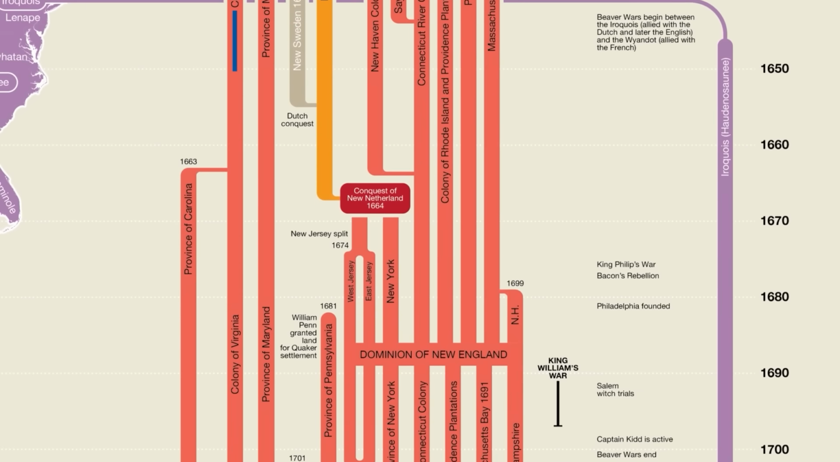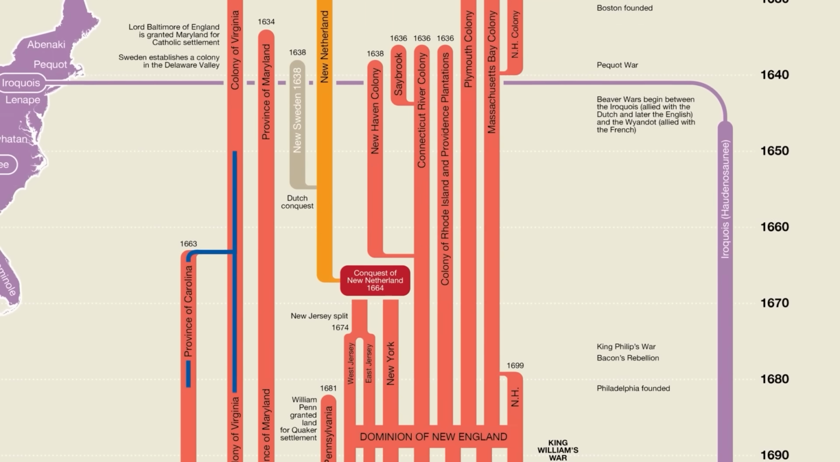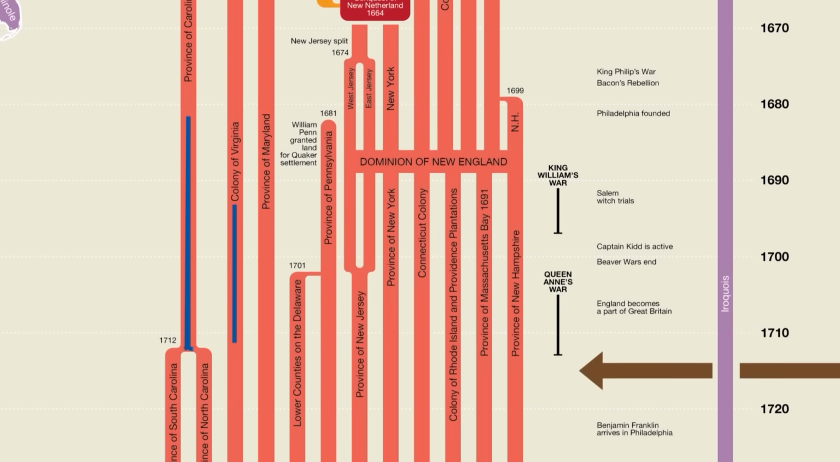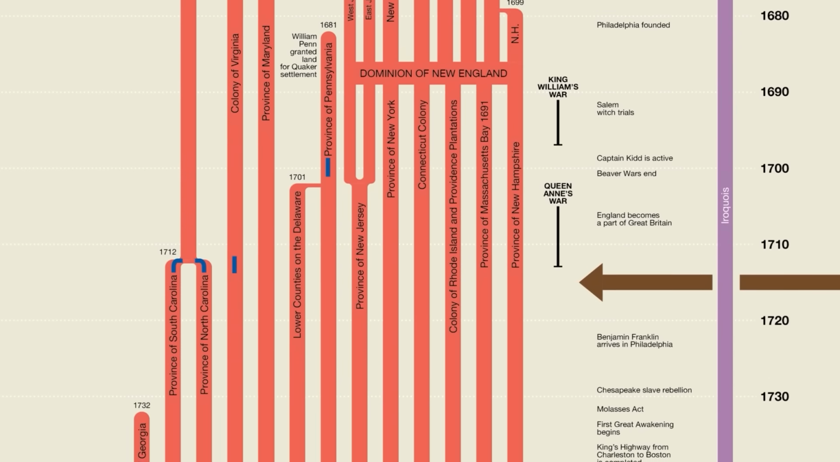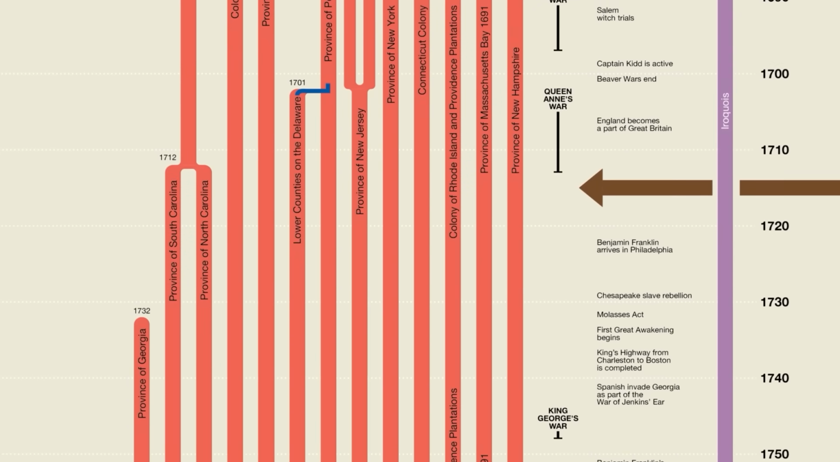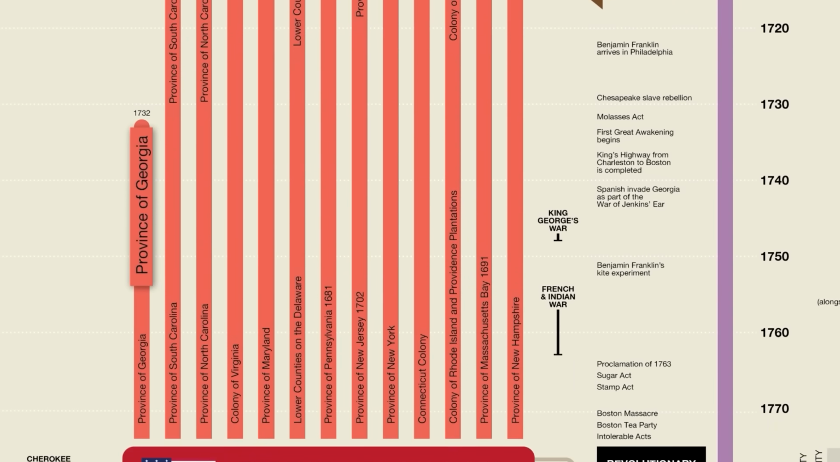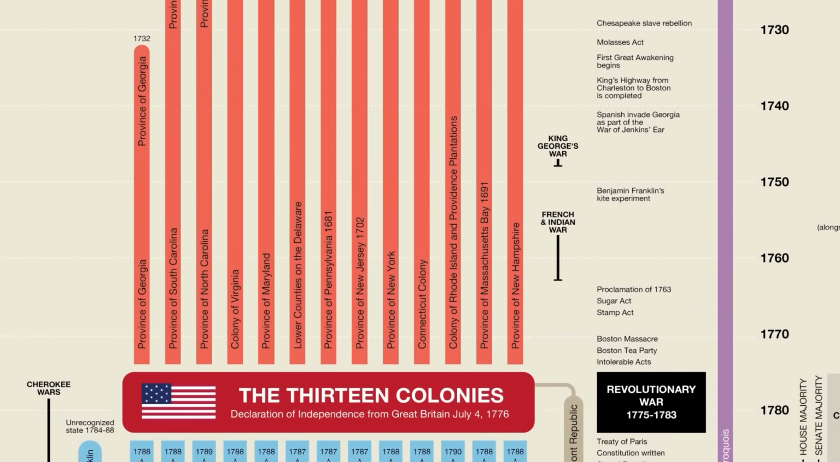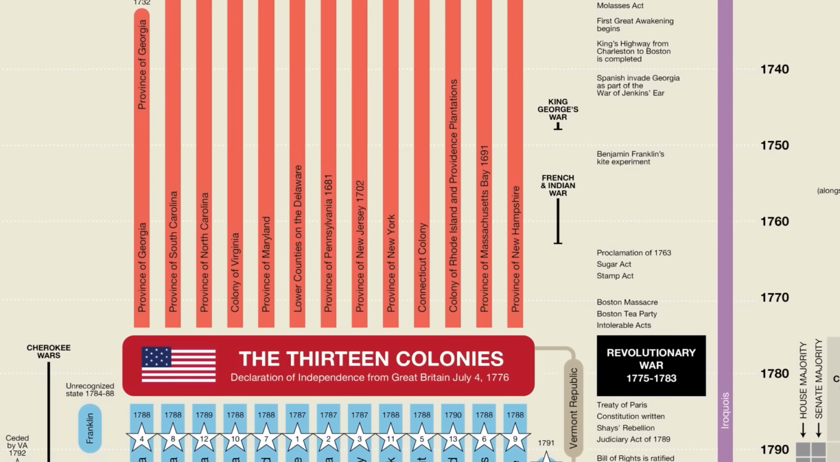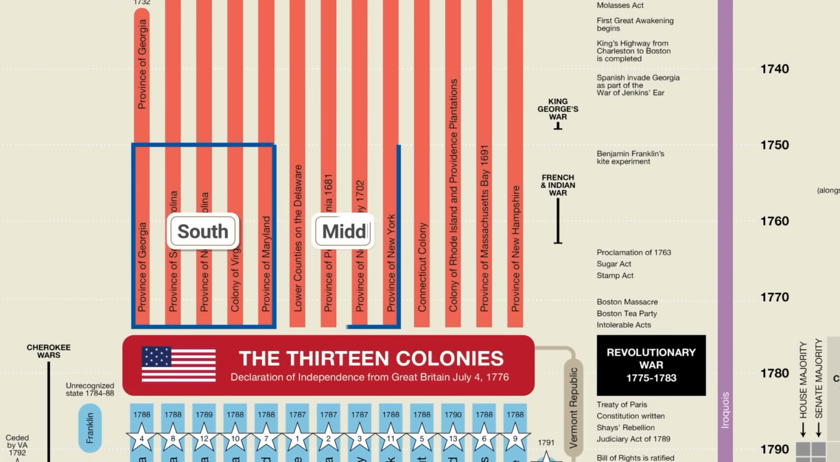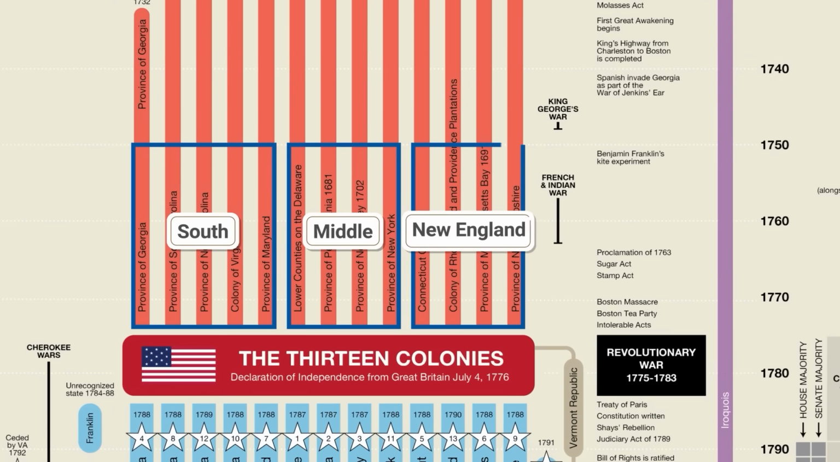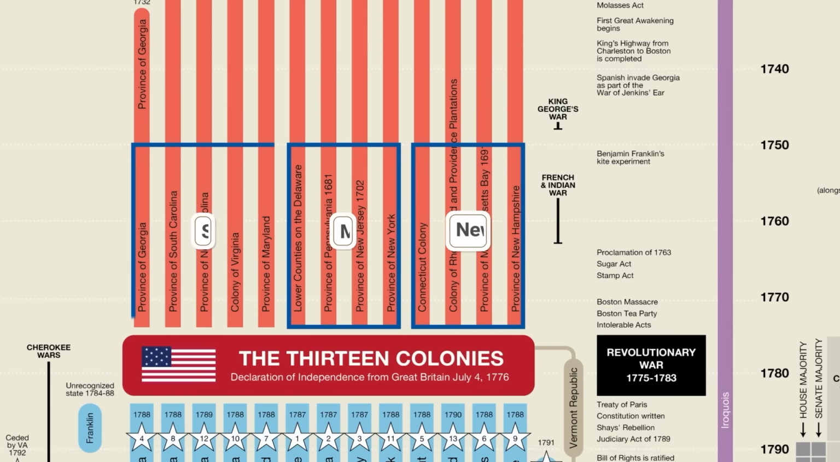In the South, Carolina eventually split off from Virginia, and then it was split into two separate provinces. Delaware split off from Pennsylvania, and then finally, Georgia was added as well. Therefore, by the time we get to the 1770s, there were a total of 13 colonies, 5 in the South, 4 in the middle, and 4 in New England. But I'm getting ahead of myself.